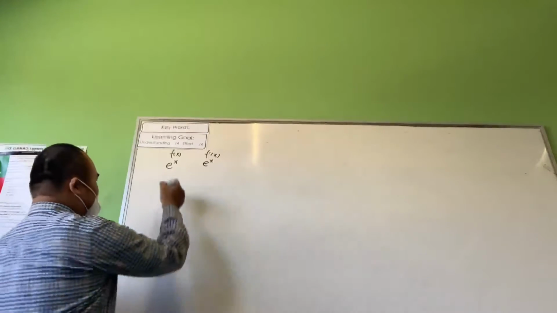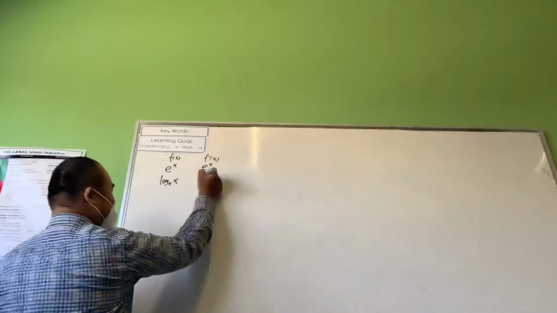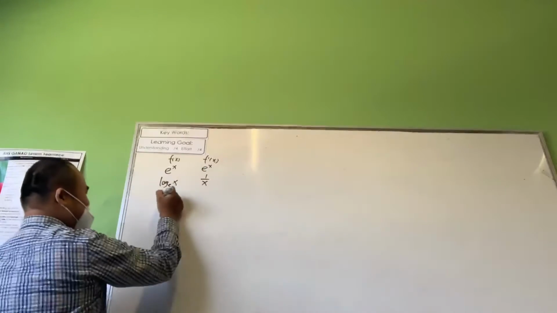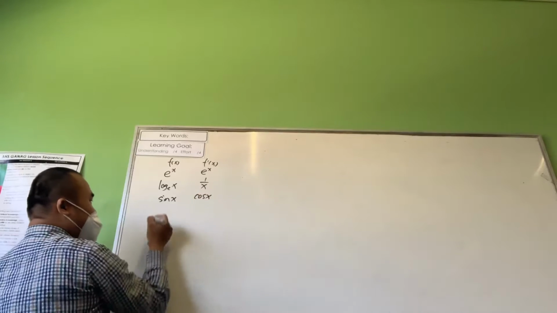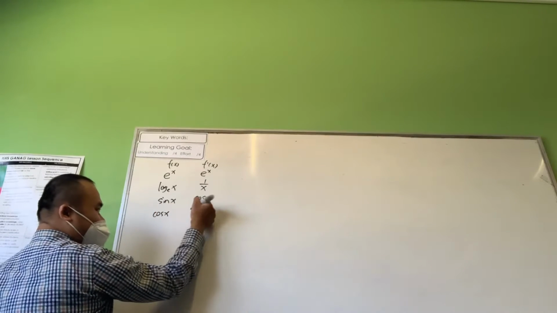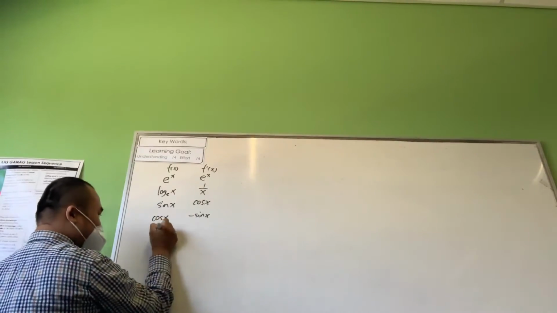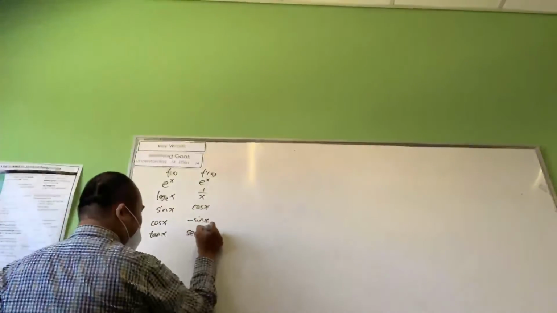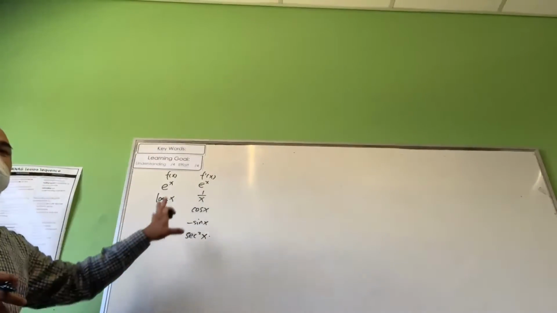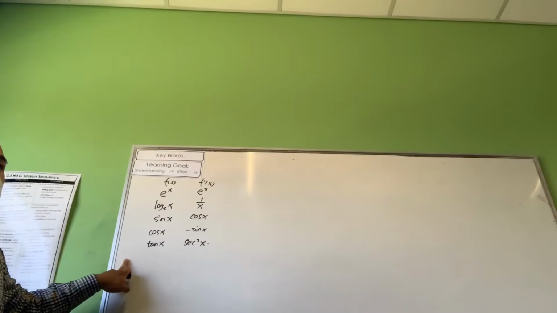And then log x, then sine x gives cos x. Cosine x gives negative sine x. Tangent x gives secant squared x. So these five derivative rules are something you need to copy down.